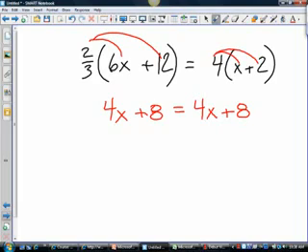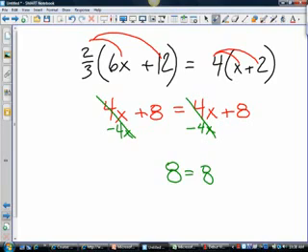At this point, you can realize the two sides are the same thing. They're equal to each other. But if you kept going, say you didn't recognize it yet, and you minus the 4x from both sides, you get that 8 equals 8, which is true. So in this case, when two things are actually equal to each other, the two sides are equal to each other, it doesn't matter what numbers you pick, it's always going to be equal to each other. So x can be any number or all real numbers.